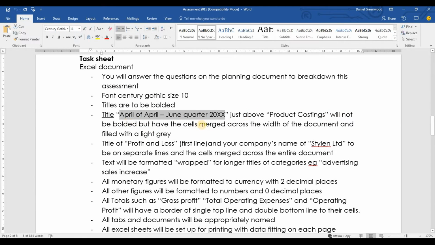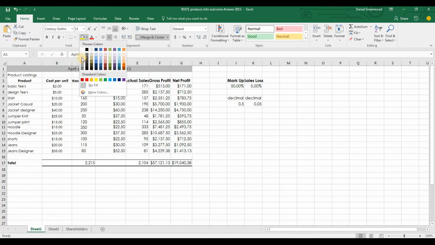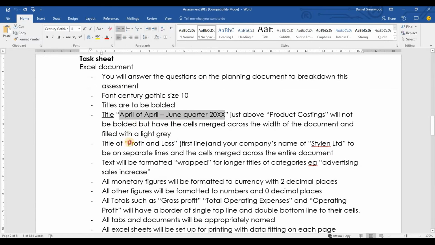It will not be bolded, but will have the cells merged across the width of the document with a light grey backfill. Okay, so this: drag select, merge and center, backfill. That looks like a light grey, and not bolded. The title of profit loss will be the first line, and your company styling to be on a separate line, which merge cells.